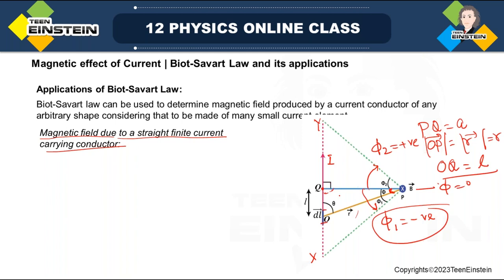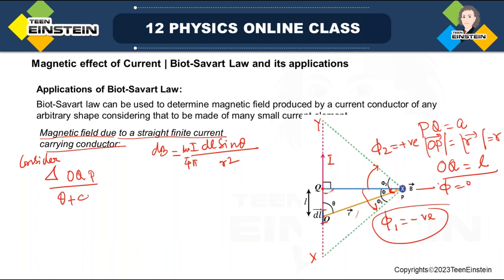Okay, so this geometry I have told you. Now from this figure, I have the Biot-Savart law, dB is equal to mu 0 by 4 pi times I dL sine theta by R squared; I am writing the magnitude itself. Mu 0 by 4 pi is a very well-known constant term. Now if I consider the triangle OQP, this is the triangle OQP. From here I can say, since this is 90, theta plus phi also will be 90 degrees.